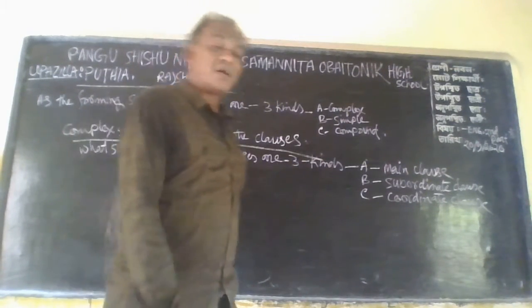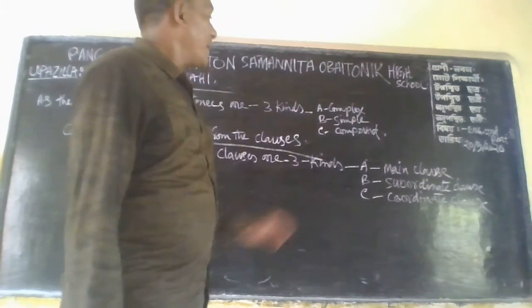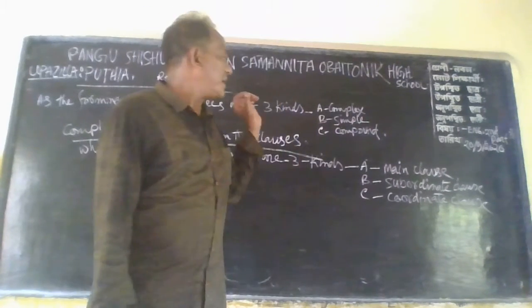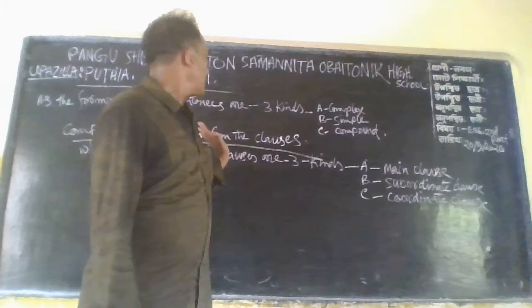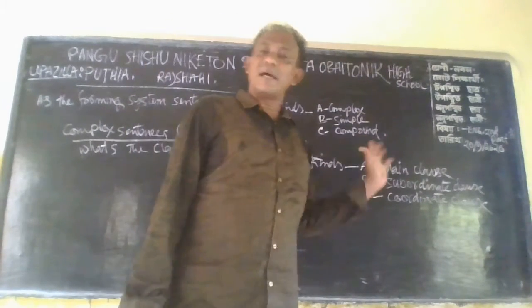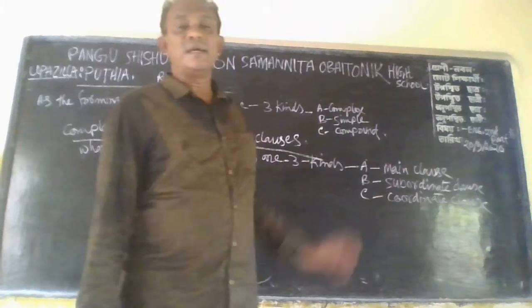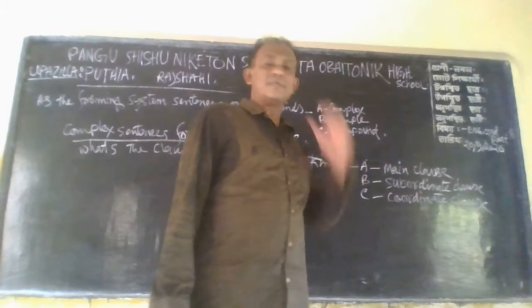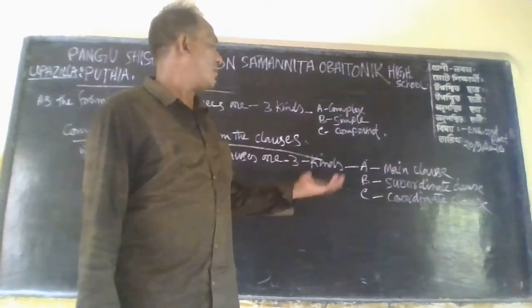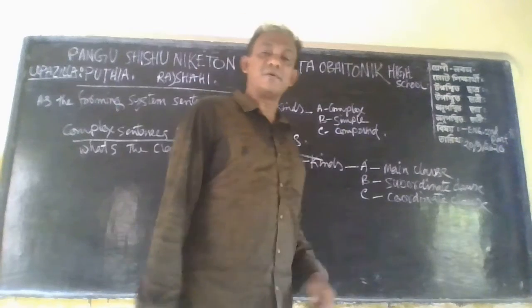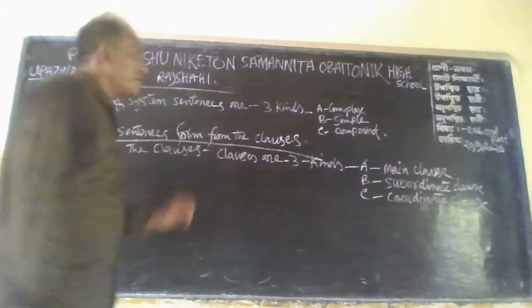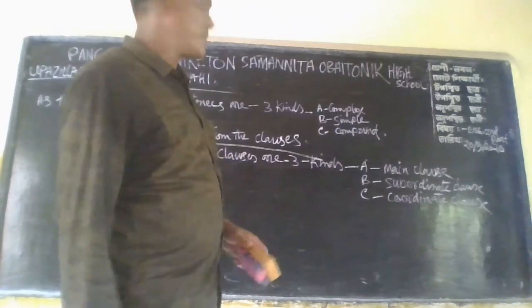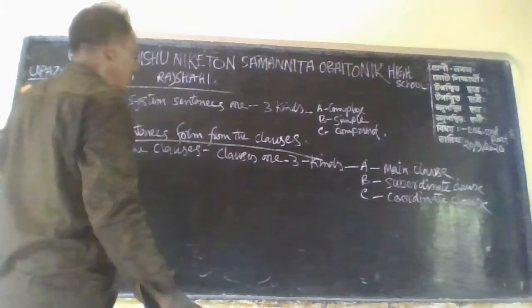Subordinate clause. What is the subordinate clause? For the main clause there are no classes or kinds. Subordinate clauses are three kinds, and for coordinate clause there is no differentiation of any classes. However, I will try to explain on the board the main clause, subordinate clause, and coordinate clause.